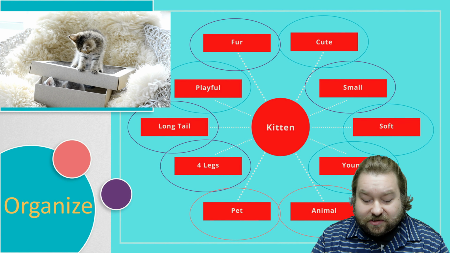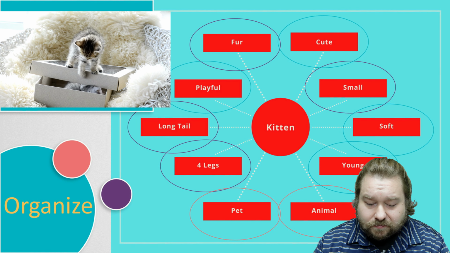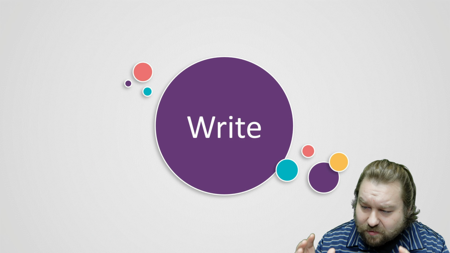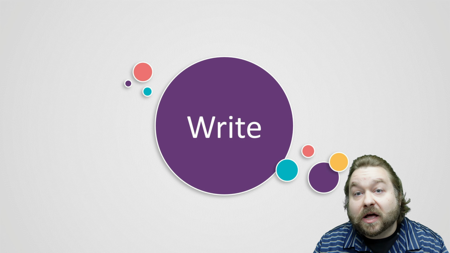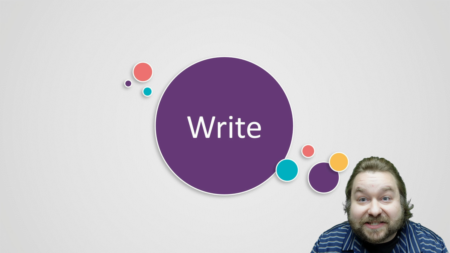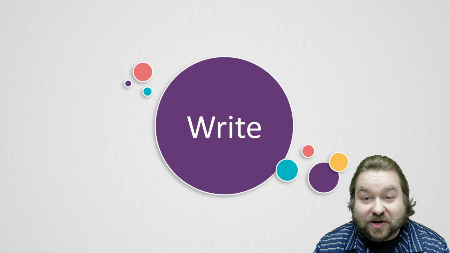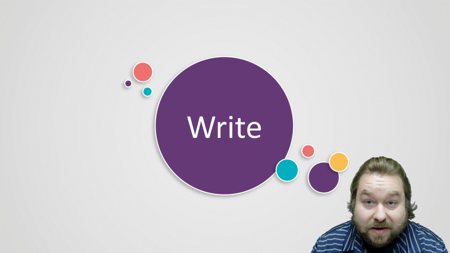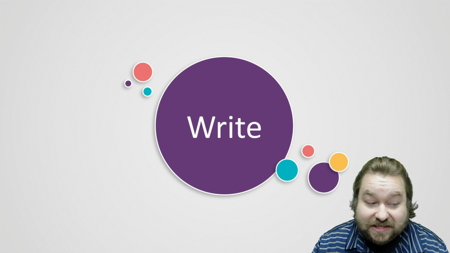Now we've organized all of this mind map. It's time to write it. We have to write our paragraph. Now, how do we do that? Just like we just did, right? We just organized all our stuff, so let's grab our paper and our pencil and start writing this down.